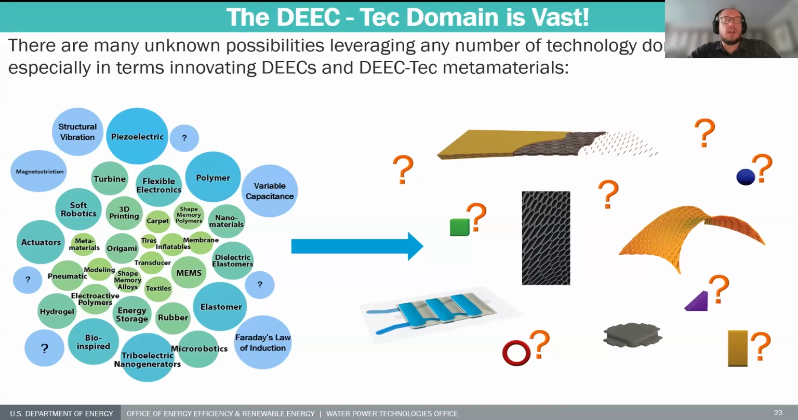And this presents a really great opportunity to leverage pre-existing domains of technology and research, such as polymer research or soft robotics research, to flesh out what can be developed in terms of individual DEECs, the energy transducers, and DEEC-Tec metamaterials. This is irrespective of the wave energy converter itself for the sake of this particular slide. So what this means is we can leverage these pre-existing technologies to de-risk the domain of DEEC-Tec and try to make sense of what's currently available and what may not be feasible.